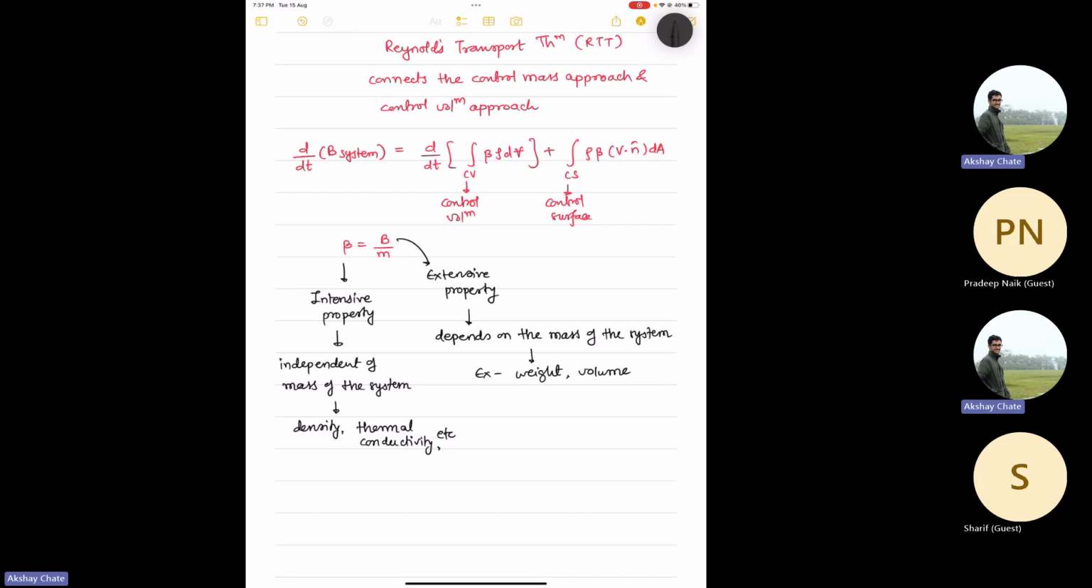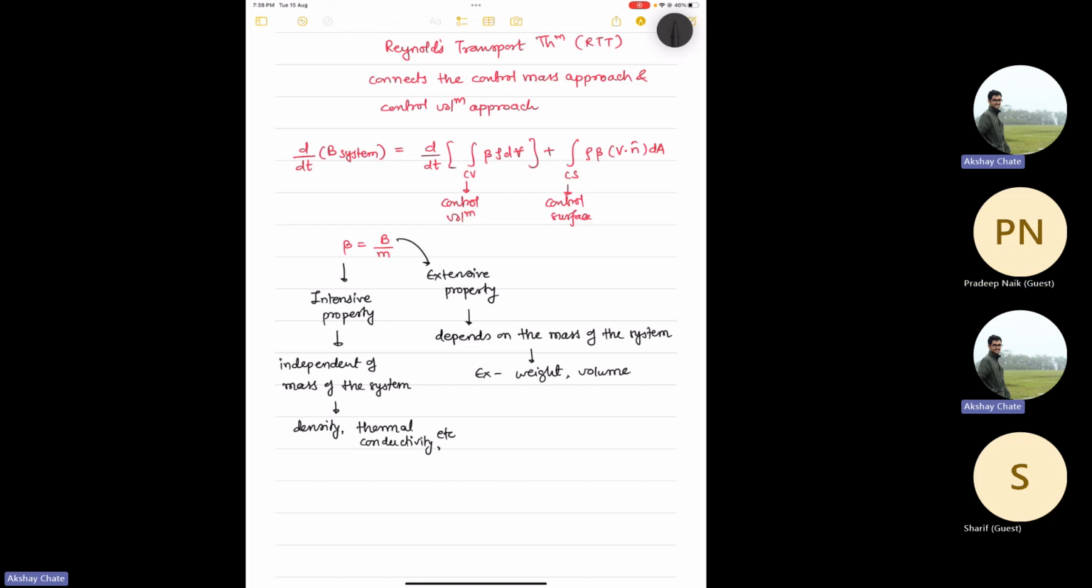Actually, it is easy to not look at the mathematical equation and just understand what is happening. But since this is a technical discussion... One basic question, sir. Yeah. Why are intensive and extensive properties actually important in fluid dynamics?